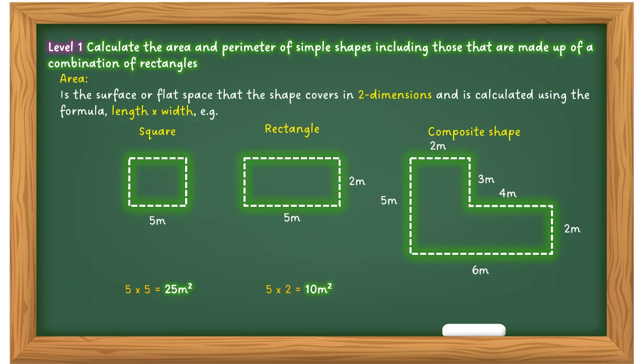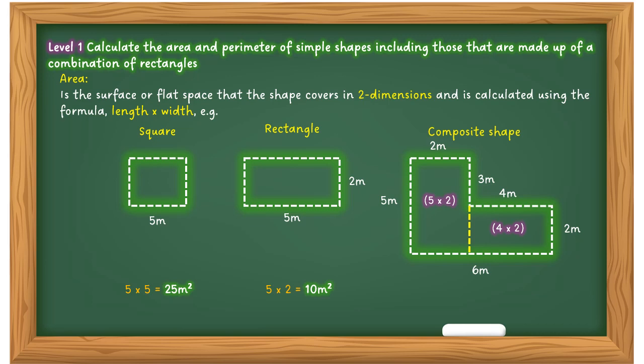So all we have to do is break this down into 2 rectangles. Now you've created 2 new shapes. You can see this one is 2 times 5 and this one is 4 times 2. So you just fill in the missing gaps, create your little area. Then you work out what these are and then add them together.